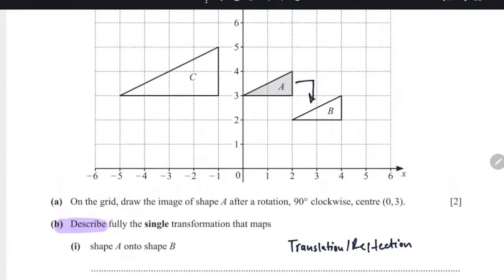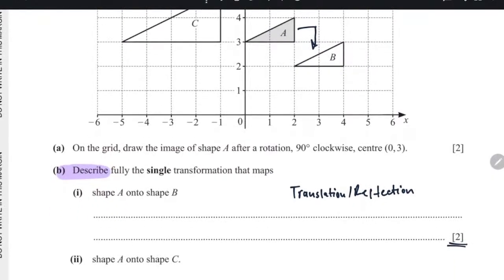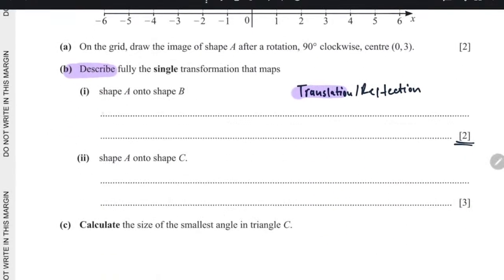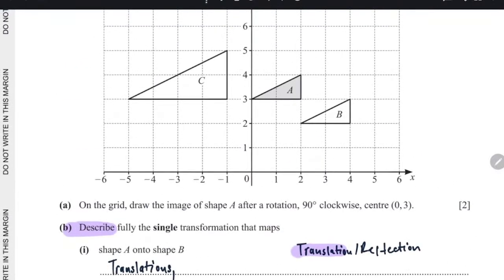Now, how do we know when it's a translation and how do we know if it's a reflection? If the shape spins, between translation and reflection, automatically it's reflection. Are we together? So let's see from A to B. Did the shape spin? No, it didn't. It just moved. So automatically you say this is a translation. Now you just need to tell us the translation vector.